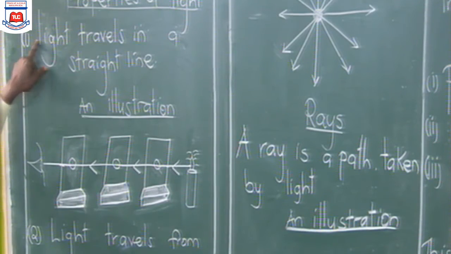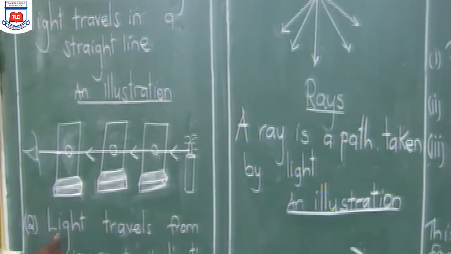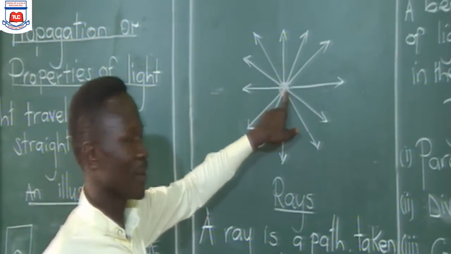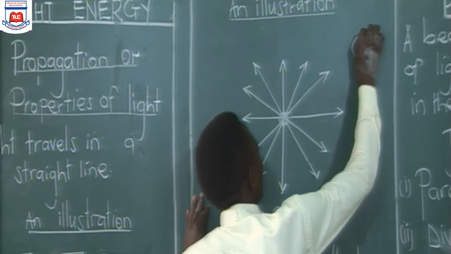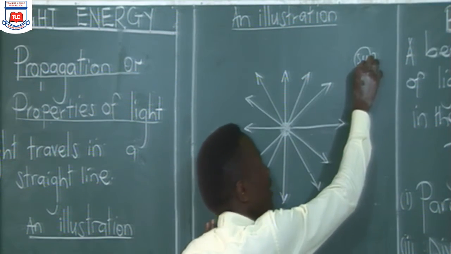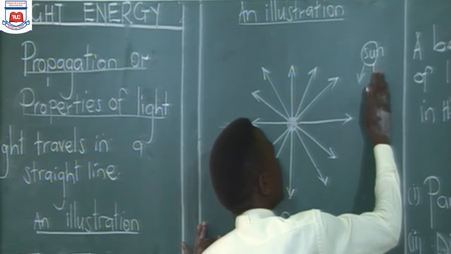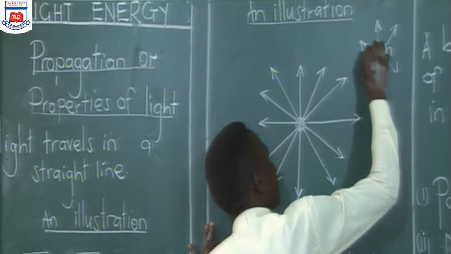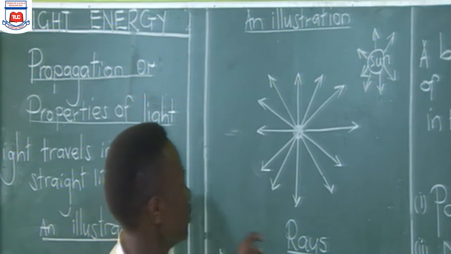So we say the first property is that light travels in a straight line. The second one is that light travels from a source to all directions. Assuming I have the sun here, an object that can produce its own light, the light from the sun will move to all directions, as it is illustrated here on the whiteboard. So this is what it looks like, that light can move to all directions.